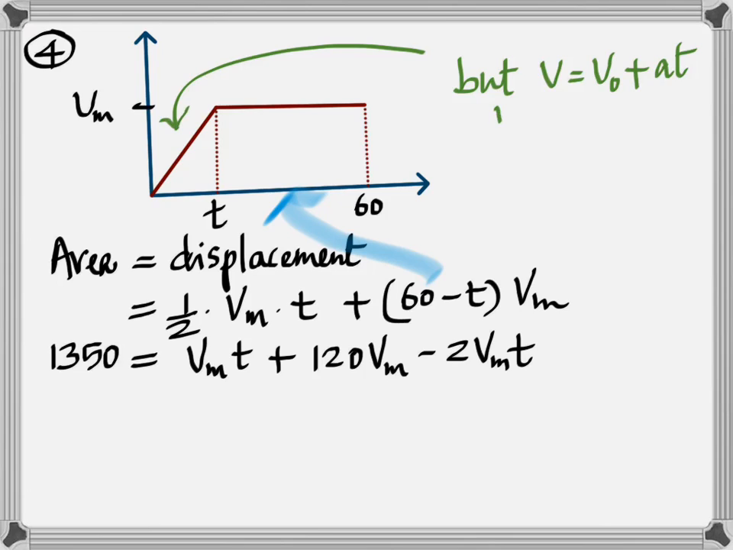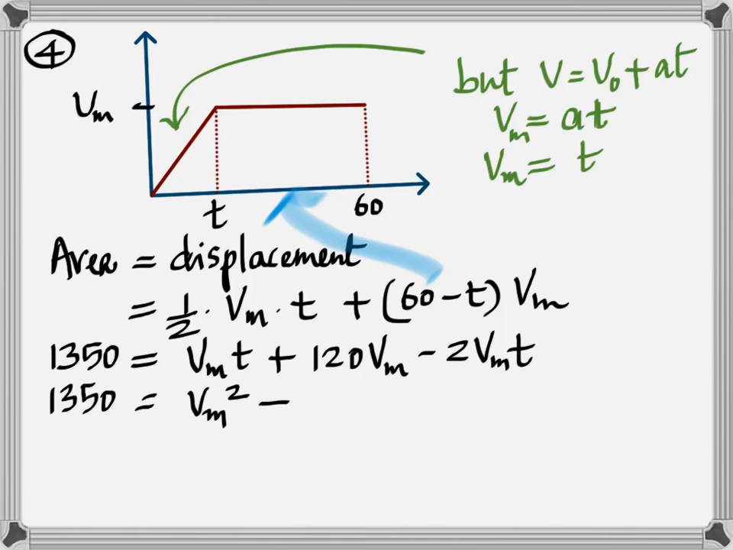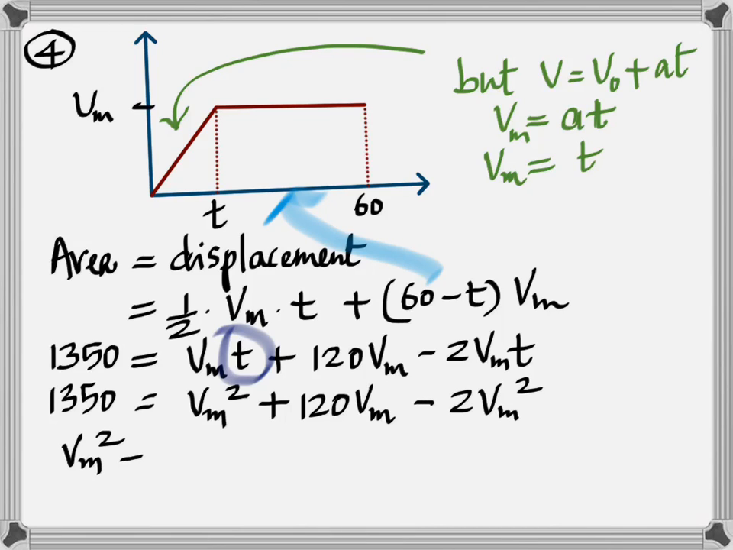Now, in the first part of the motion as shown, we know that the final velocity, which is the maximum, is at, and the acceleration is 1. So the final maximum is just t. So you can substitute that in place of t to give you Vm squared plus 120 Vm minus 2 Vm squared. Now I've multiplied the left hand side by 2 that I had forgotten before.